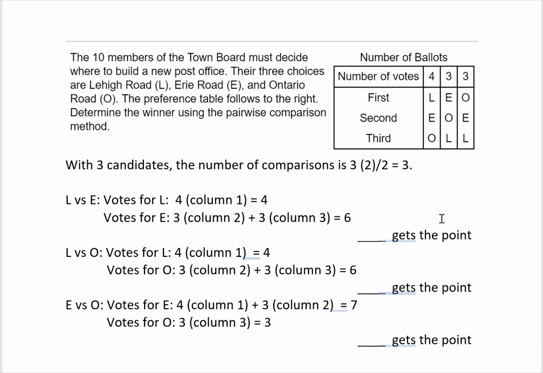So when I look at L versus E, I see in the first column, L wins when compared to E, so it gets 4 points. In the second column and the third column, E wins, so that gets the 6 points. So in the first comparison, who's going to get the point here? It's going to be E. E has more votes. If I look at L versus O, L wins in the first column but loses in the second and third column, and so in the second case, O is going to get the point. And in the E versus O comparison, E wins in the first column and the second column, so E gets 7 points, or 7 votes, O gets 3, and so in this case, E gets the point. And so the winner this time is going to be the Erie Road.